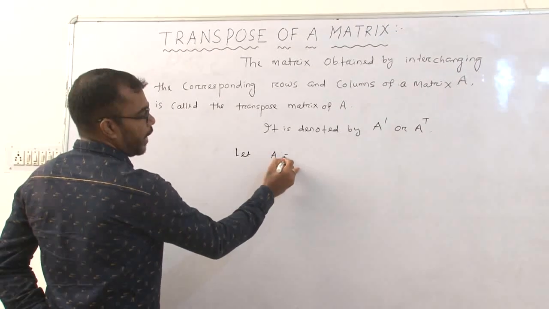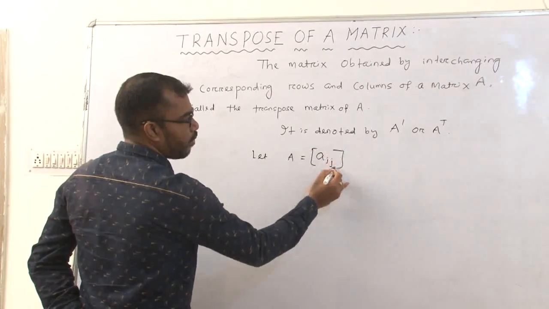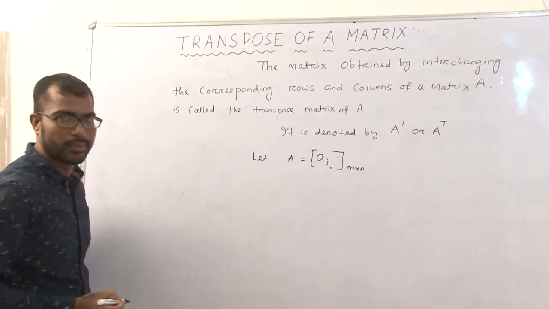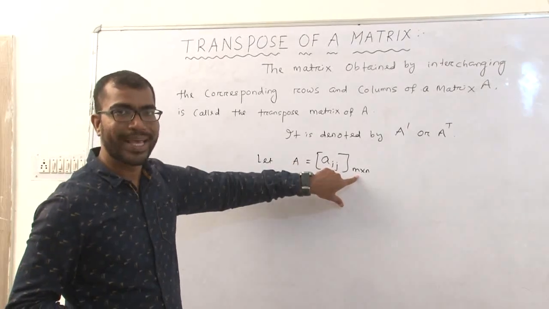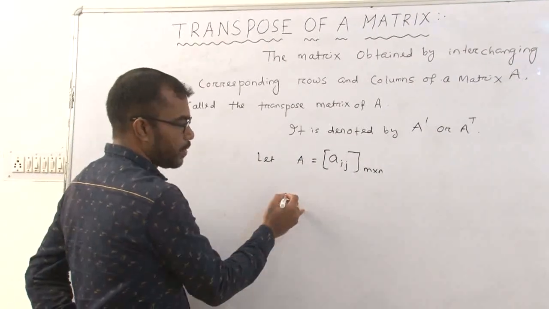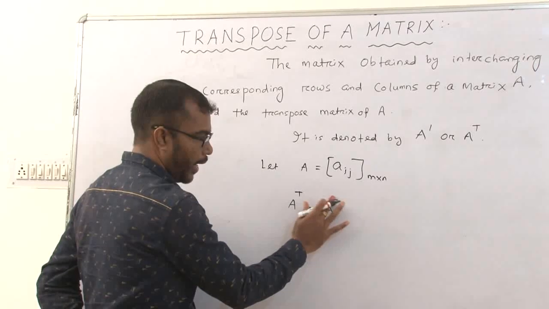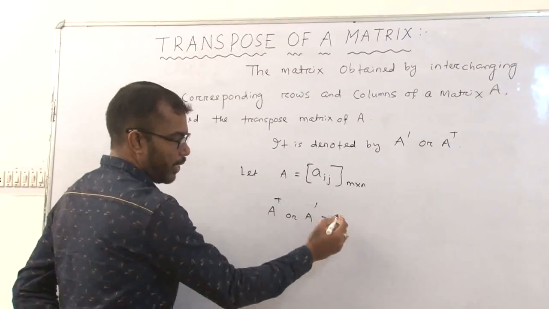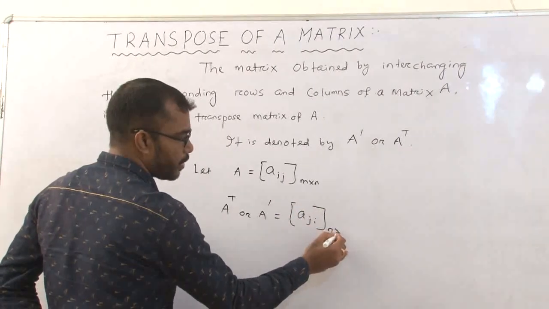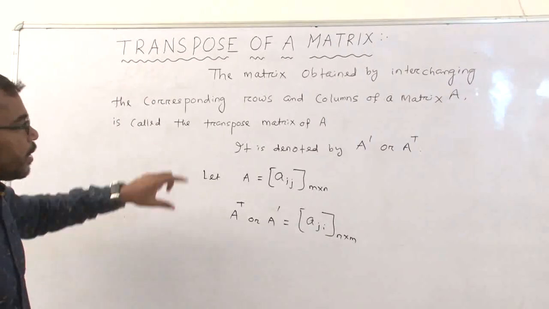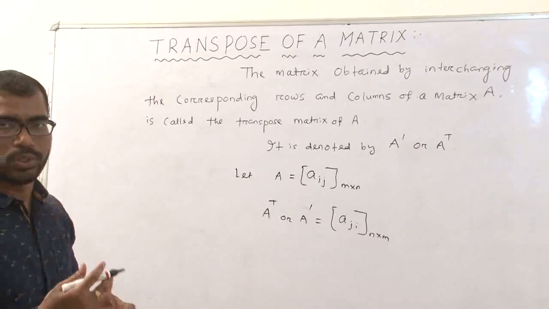suppose A is any matrix, A_ij, of order M into N. If a matrix A_ij has order M into N, then its transpose can be written as A^T, or as A dash, that equals A_ji, and the order is N into M. That means transpose means interchanging the rows to columns and columns to rows.